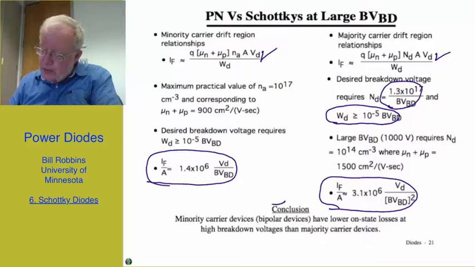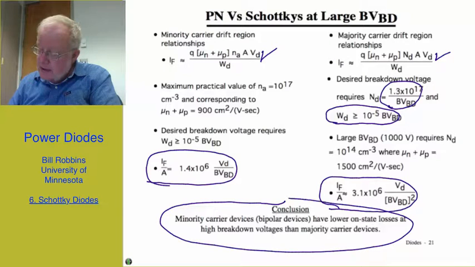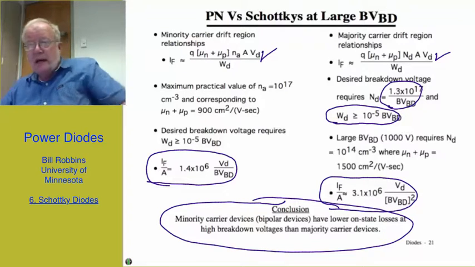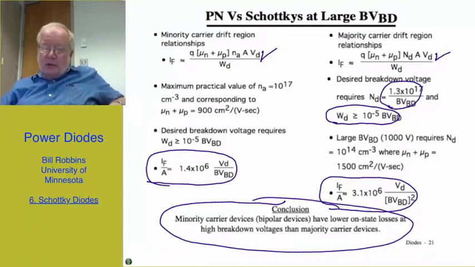The conclusion that we draw from this comparison is that minority carrier devices have lower on-state losses at high breakdown voltages compared with majority carrier devices. So as you go to extremely high voltage ratings, you're probably going to be using only PN junctions. Now, this has been somewhat mitigated in the last few years by the emergence of Schottky diodes made out of silicon carbide, which have breakdown ratings as high as a couple of thousand volts, and in laboratory experiments even larger.